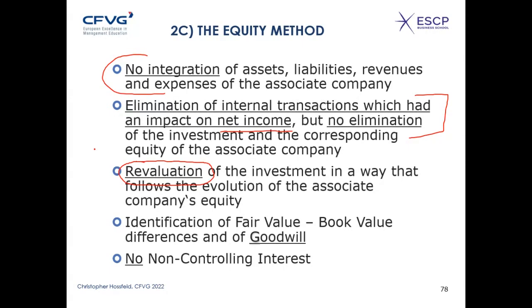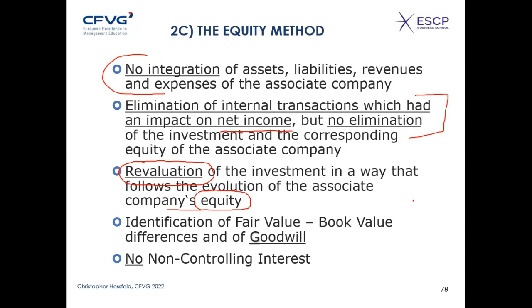Okay, so in other words, today I buy a stake in an associated company, for example, 30% of another entity. And I have a purchase price of those 30%, whatever that amount is. And this is my starting point. And from there on, I will revalue my investment amount, which means the investment amount can go up subsequently, or the book value of my investment can go down. I will revalue my investment in a way that follows the equity of the associate company.